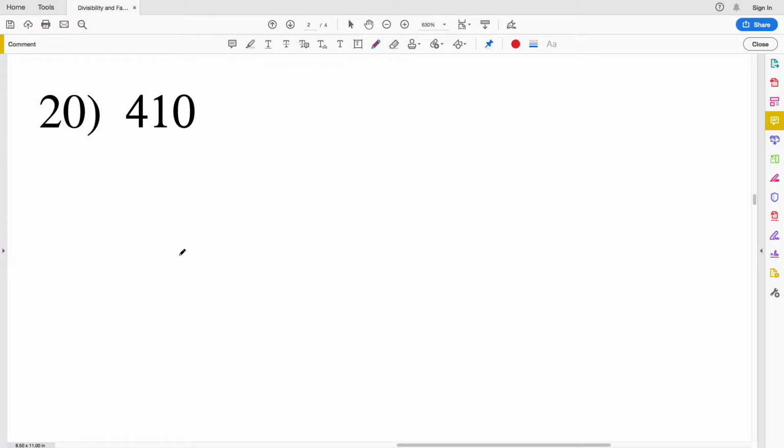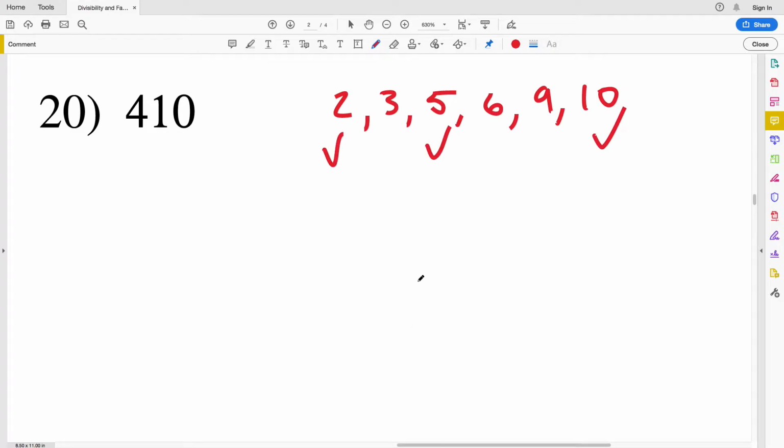In number 20, we have the number 410. And right away, I can see that it ends in a 0. So because it ends in a 0, it's divisible by 2, 5, and 10. Because like I stated earlier, if it's divisible by 10, it's not only even, but it's also divisible by 5 because it ends in that 0. And in order for it to be divisible by 5, it needs to end in a 0 or 5.